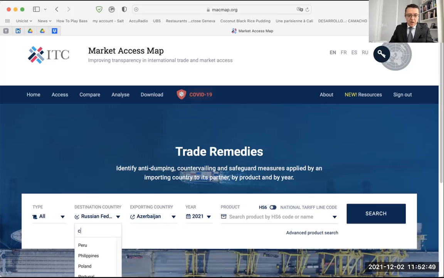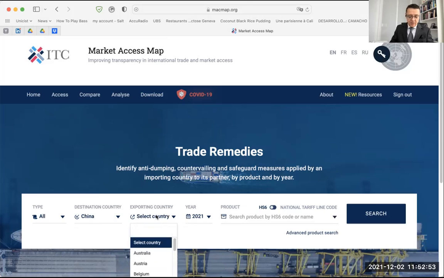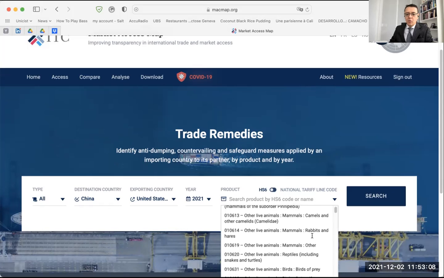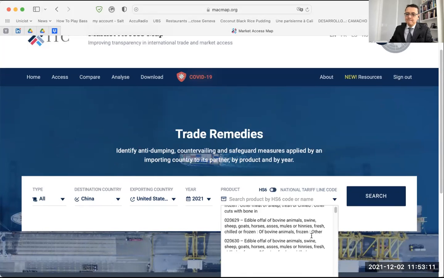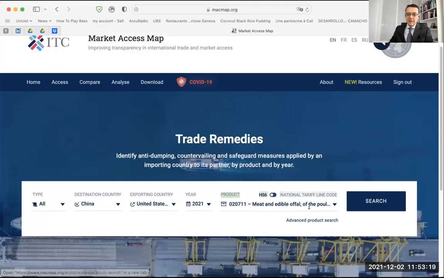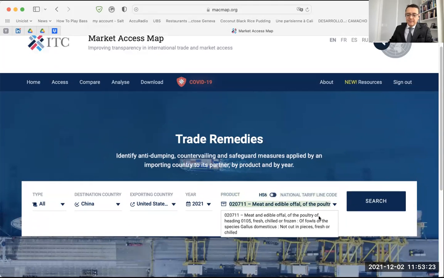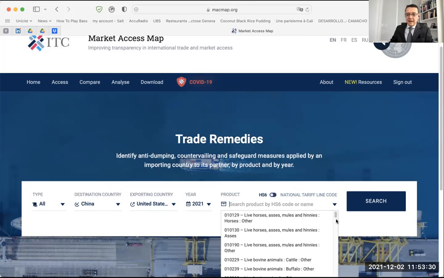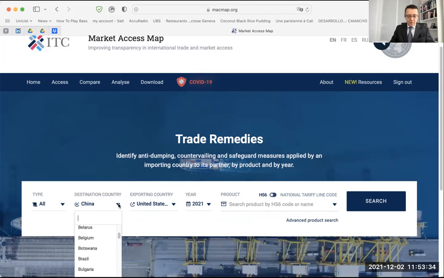On the other hand, if we take a look at China, and the exporting country is the US, then we see that the list is quite a bit bigger. So this is all meat, and there are all kinds of, everything has a countervailing duty. And if the destination country is the United States, and the it's a bit slow, I don't know why.